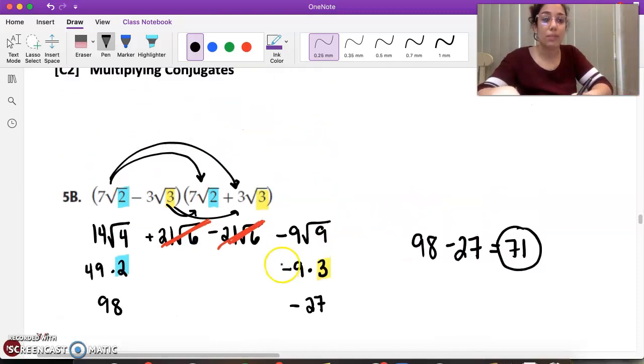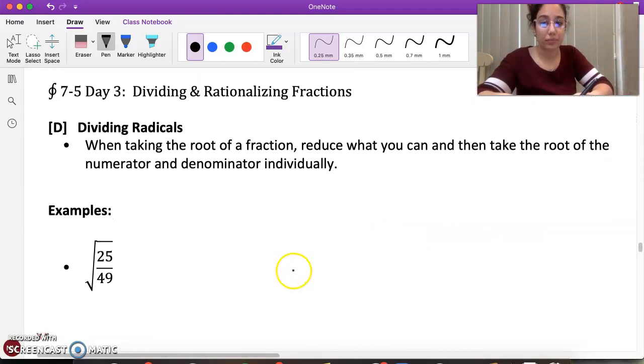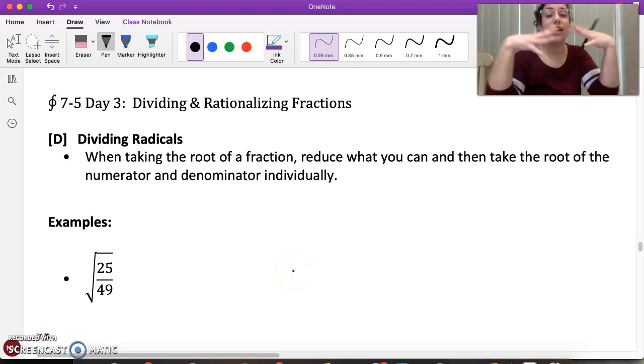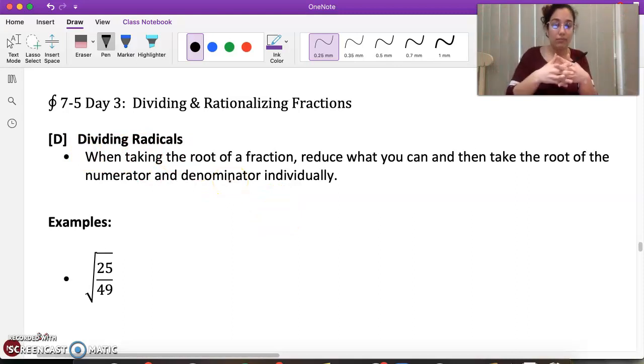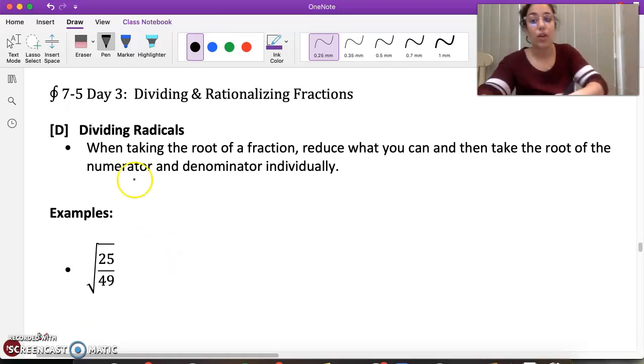Okay, so that's multiplying. Let's talk about dividing. When we are dividing radicals, you are taking a root of a fraction, right? Because division and fractions are the same thing. Reduce what you can and then simplify the radical. Okay, so let's talk about what I mean by that.